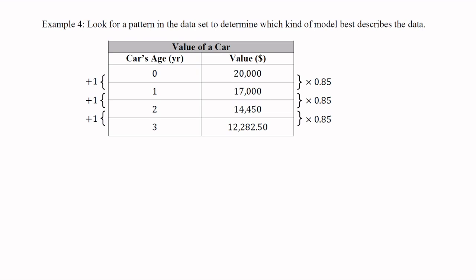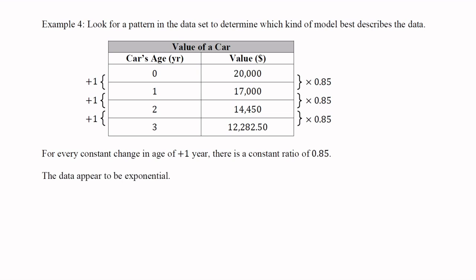And then take 12,282.50 and divide it by 14,450, and you will again get 0.85. So we do have a constant ratio, which means that the data appears to be exponential.